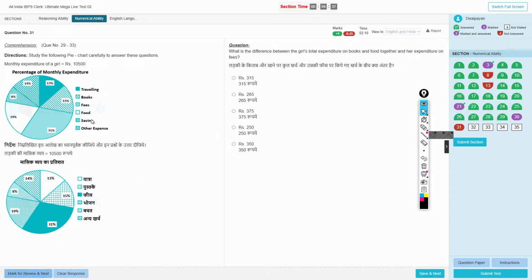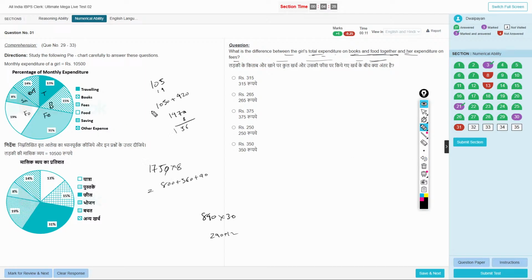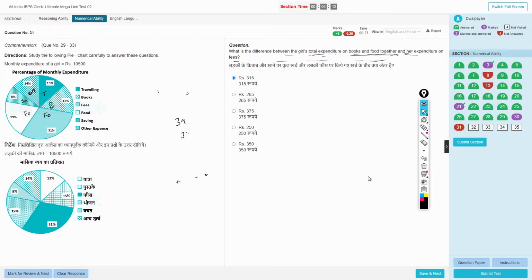Okay, what is the difference between the girls' total expenditure on books and food together and expenditure on fees? Okay, so books and food together to the fees. Books and food is total 34. So 3%. So 4315.